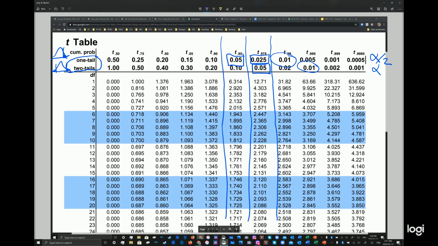One, in the first column, if you set alpha at 100%, you don't need a critical value. It won't exist. You'll be rejecting the null every time. But as you decrease alpha, you're going to be less likely to reject the null.